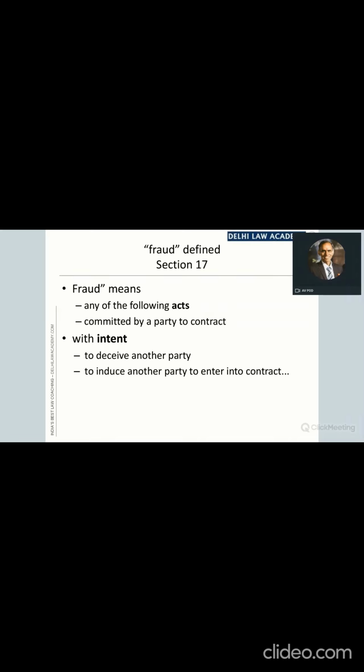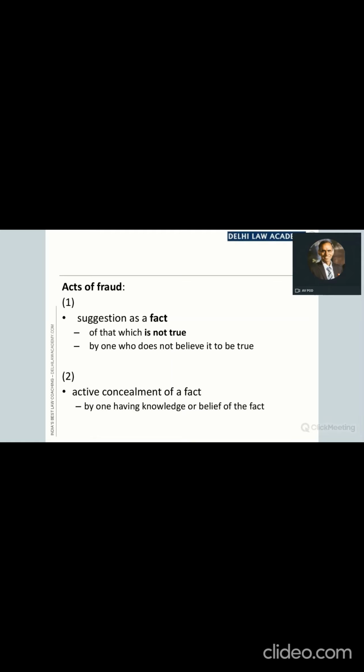With that intention, if any of the following acts is done, then we say that fraud has been committed. So what are those acts? These are acts of fraud. 5 acts are specifically mentioned. The first and the second are the most important.